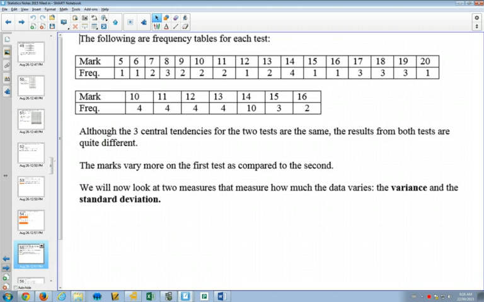So here are the frequency tables for each test, and we talked about that the marks vary more on this first test than they do on the second test. So we'll be able to look at how we can measure that data, how it varies, with the variance and the standard deviation.